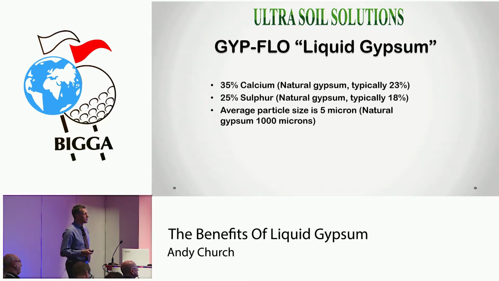Average particle size, 5 microns. Natural gypsum, 1,000 microns. You have to be quite focused when you're buying products like these. You're basically putting down, as I say, particles, even though we're in a liquid. And 5 microns is where you need to be aiming, or lower. It will act a lot quicker in the soil. It will be far more mobile in the soil. So I can't stress enough how important it is when you're buying these sorts of products to focus in on the micron size, so you are getting more bang for your buck.